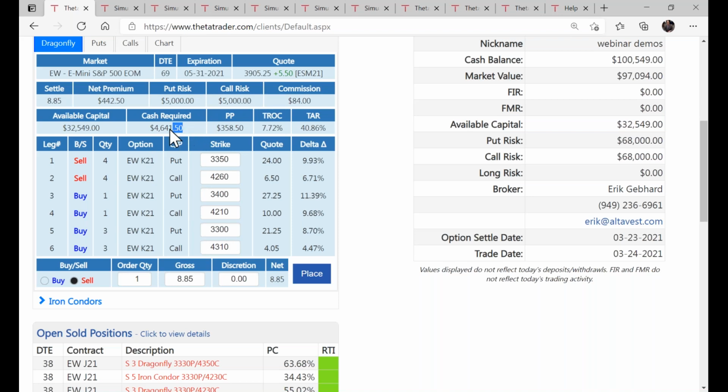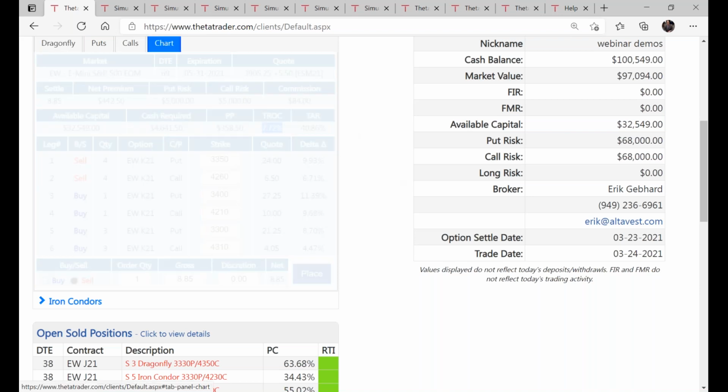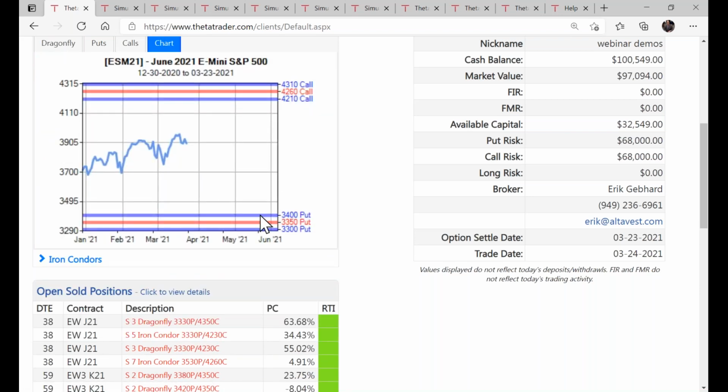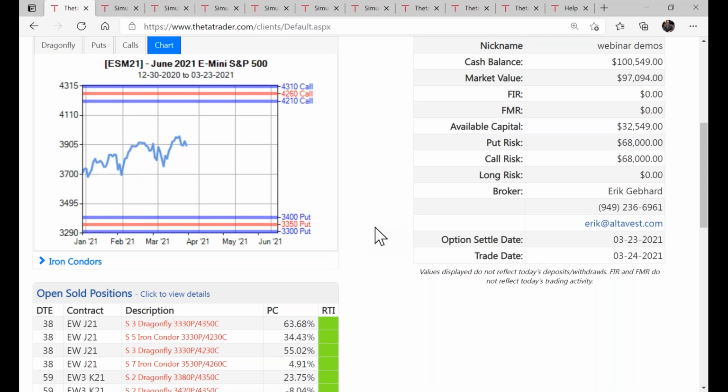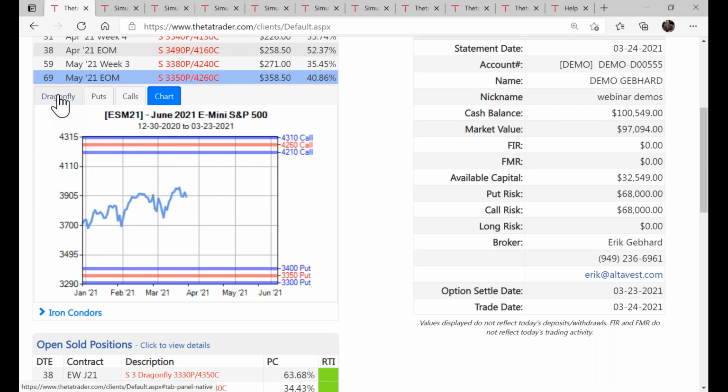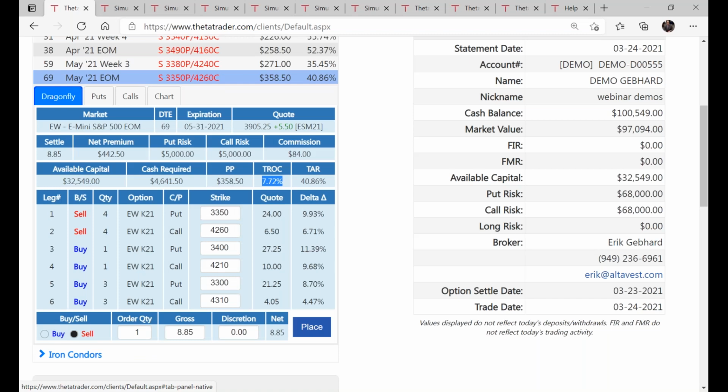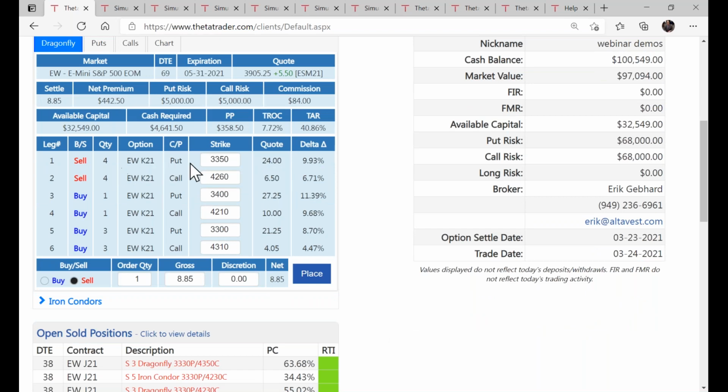You'll notice the cash required, of course, is greater. We just round up. We just tell people expect about $5,000 for each Dragonfly. The targeted return on cash is a little bit less on a Dragonfly compared to a Condor, and that's simply because you are buying this call and you're buying this put, and that costs money. So that additional insurance or hedge is costing money, and it lowers your potential target. But of course, there are advantages and benefits to having that in place, and I'll show you in just a second. And once again, you're selling these higher probability calls and puts here.